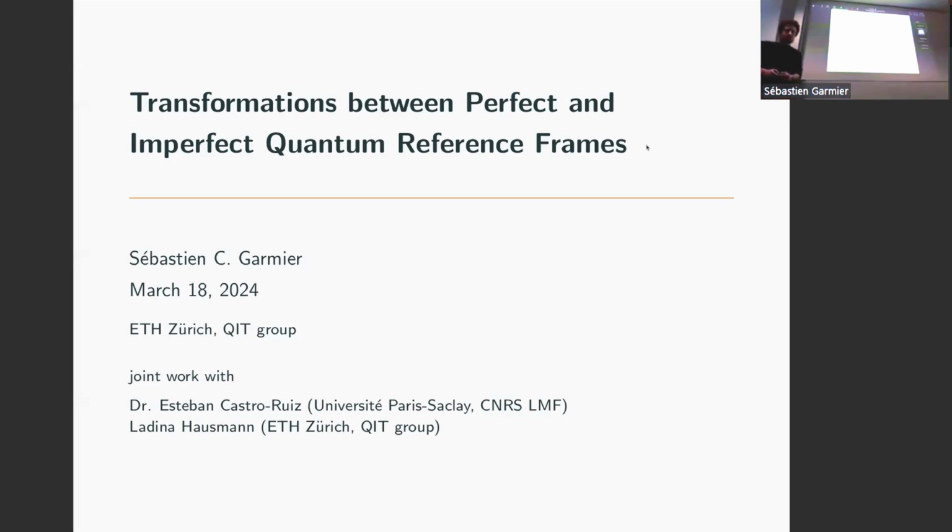He's a PhD in Professor Renner's group for quantum information. He does quantum foundations, and he also thinks about the weak quantum gravity regime, and he will speak to us about quantum reference frames and observer independent views.